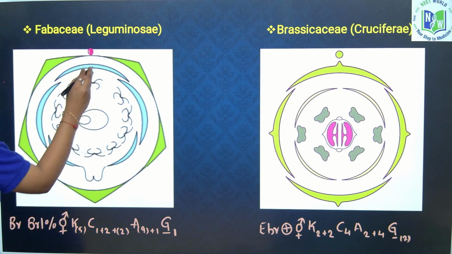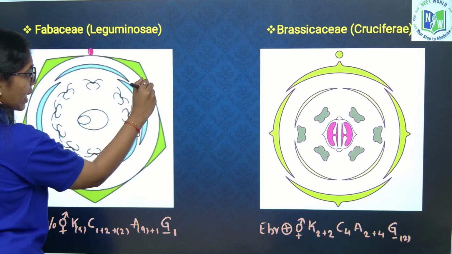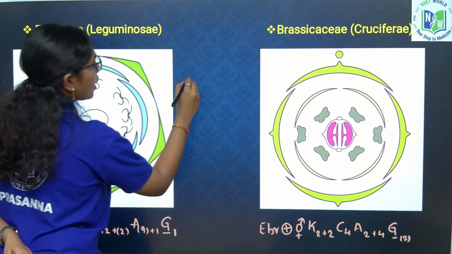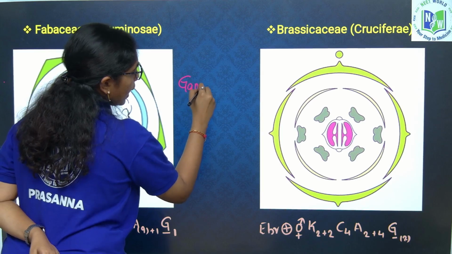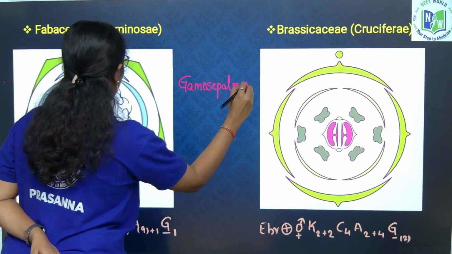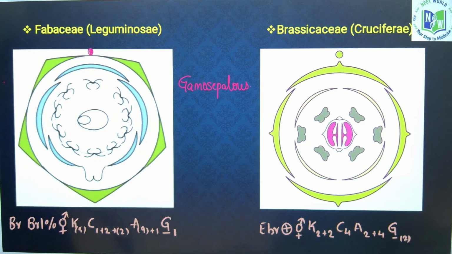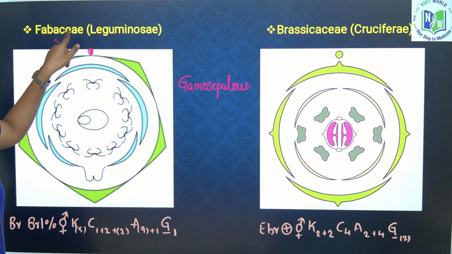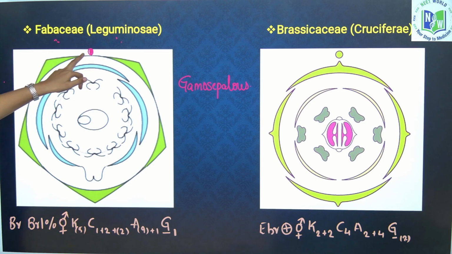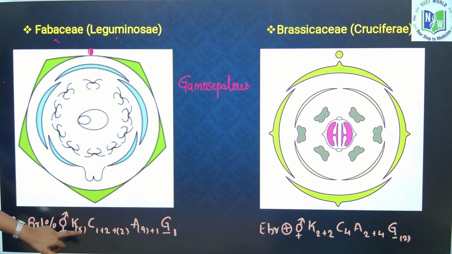And if you see the sepals, sepals are attached to each other like this. Sepals attached to each other, that is gamosepalous, in the family Fabaceae, which is also called Leguminosae, or also called Papilionoidae. So yes, calyx is gamosepalous, 5 fused.